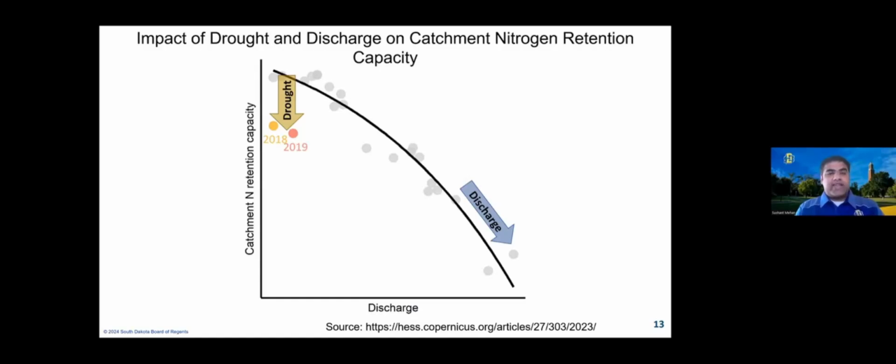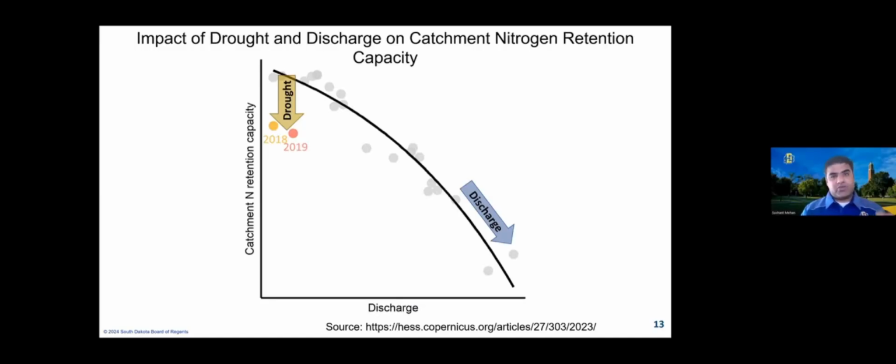On the x-axis, we have discharge, which represents the amount of the water leaving the catchment area, while the y-axis shows the nitrogen retention capacity, indicating the ecosystem's ability to retain nitrogen and prevent it from being transported downstream. The black curve demonstrates the inverse relationship. As discharge increases, nitrogen retention capacity decreases in a catchment.